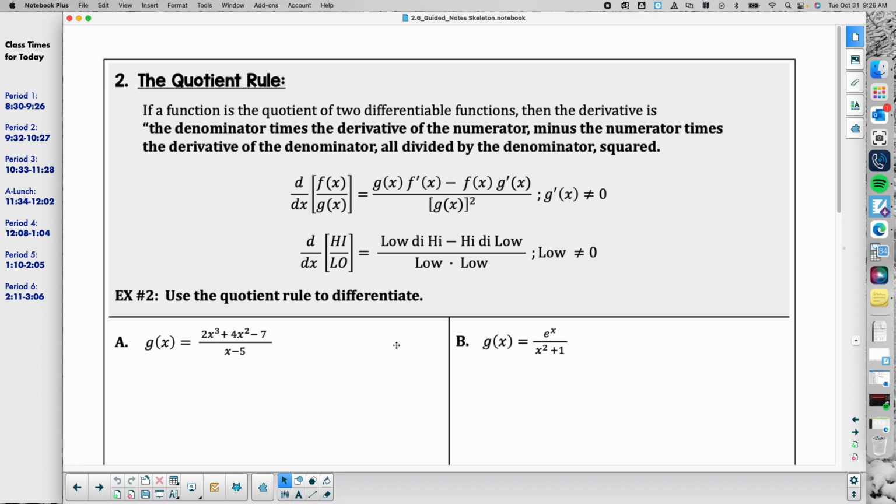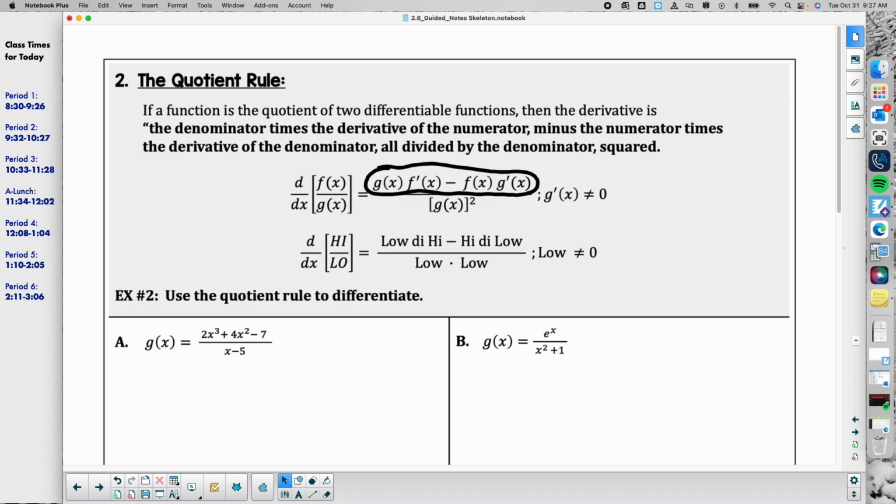Now, quotient rule, you'll see is semi-close. What I want to point out is the top of the fraction. So the quotient rule is whenever you're trying to take the derivative of variable information divided by variable information. You can use the quotient rule. And it's just a formula, okay?